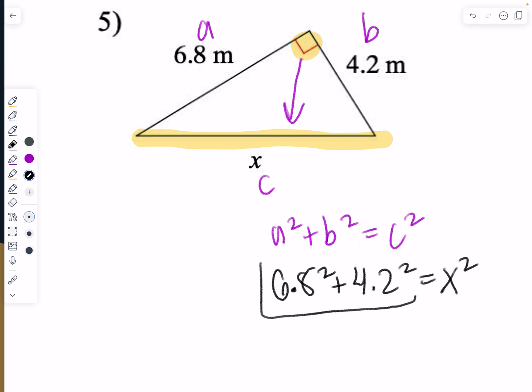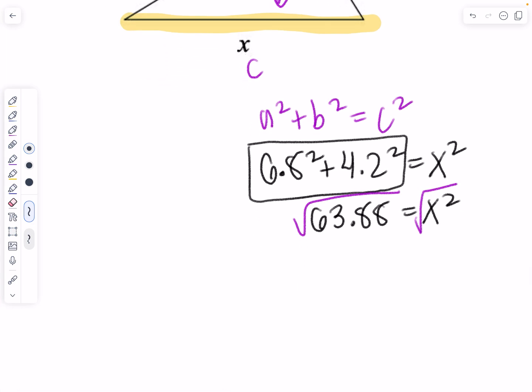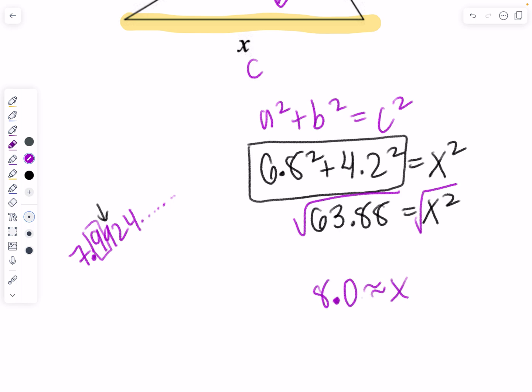And you're just going to type this left-hand side into your calculator. 6.8 squared plus 4.2 squared is equal to 63.88. That is what x squared is equal to. So I'm going to take the square root of both sides. I'm going to do that in my calculator, square root. And what pops up is, let me write this down, 7.9924... So this is the tenth spot. This 9 is going to tell us to round this up to about 8.0. X is about 8.0.